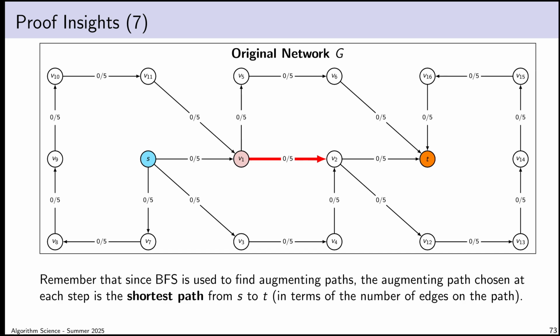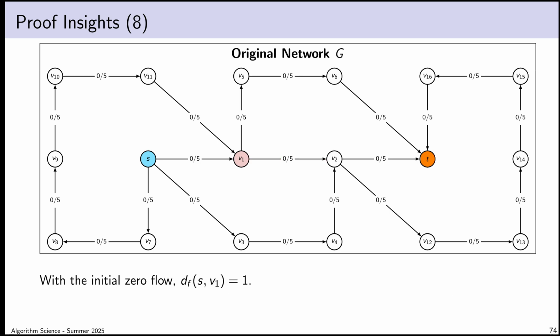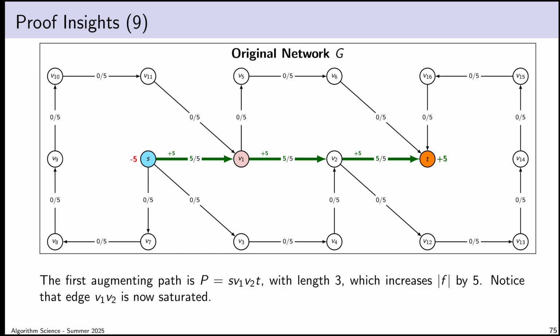Now, remember, of course, that because I'm using BFS to find augmenting paths, the augmenting path chosen at each step is the shortest path from S to T. So the first augmenting path, oh wait, we're not there yet. So at the beginning of the algorithm, before I've pushed any flow at all, we have the all zero flow, and the distance from S to V1 is 1, because I can reach V1 directly along this edge, which does have residual capacity. Okay, so the very first augmenting path is this one, this very direct path from S to T. And by using this path, I'm able to push 5 units of flow.